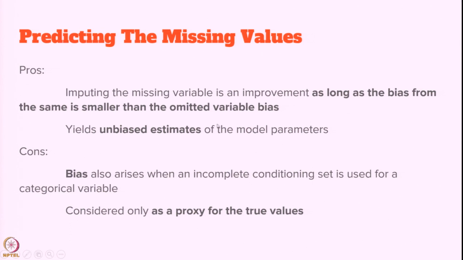If you predict a missing value, it yields an unbiased estimate for sure. That is one of the merits. Also, imputing the missing variable is important as long as the bias from it is smaller than the omitted variable bias. So these are the two cases. If that holds, then we can use this. Or else it always considers itself as a proxy for the true variables. The second thing is that bias also arises when an incomplete conditioning set is used for a categorical variable.